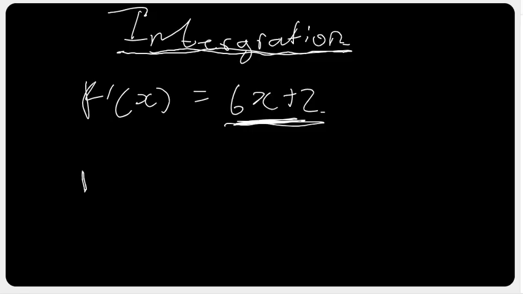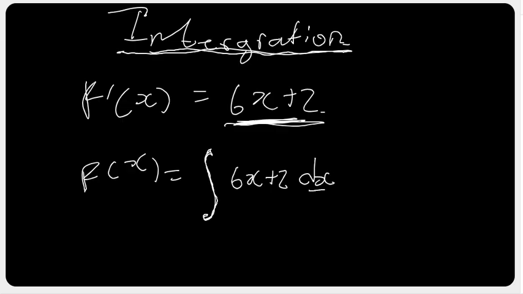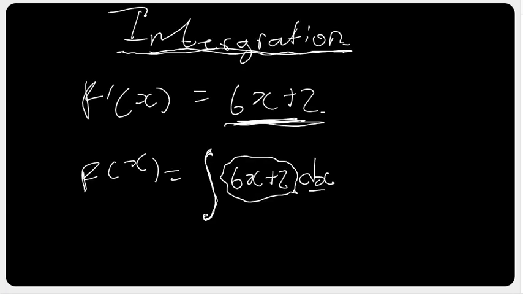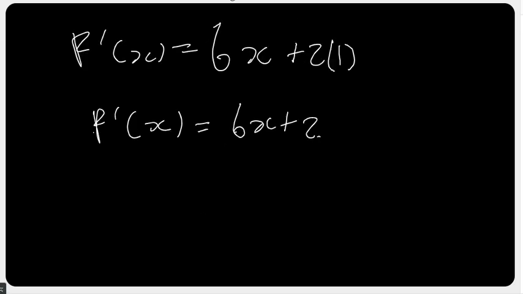First of all, we are simply going to say the function of x is going to be what? The integration. So this is the integration bracket that we're going to use, and then the integral of 6x plus 2 dx. This dx tells us that this here is the derivative of a certain function. And then, finding the integration, we are going to do the reverse of the power rule.